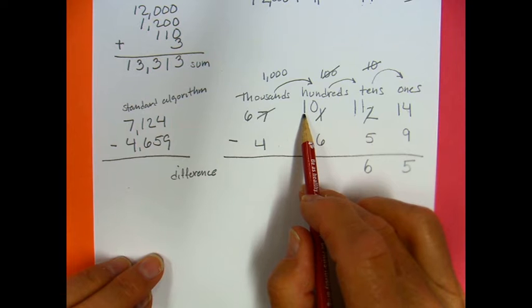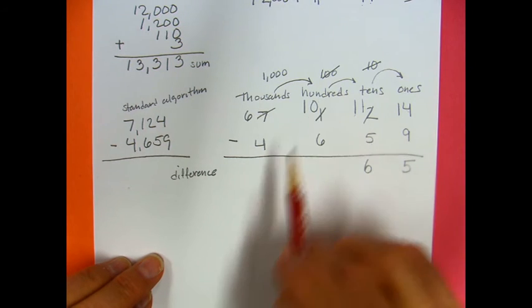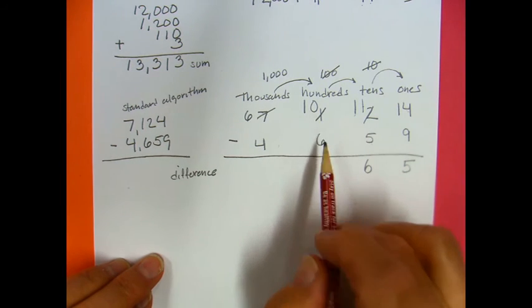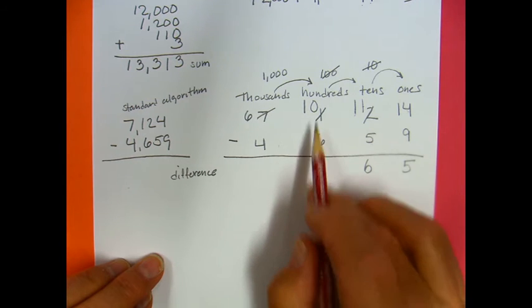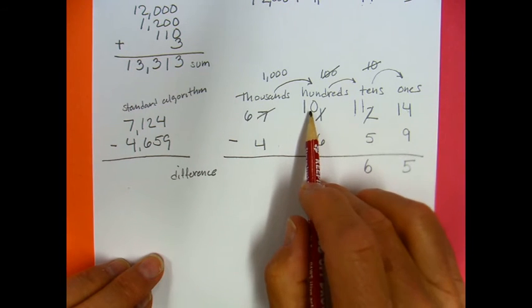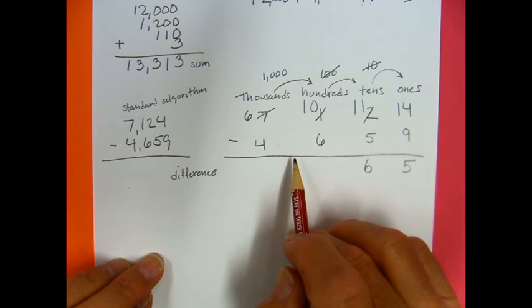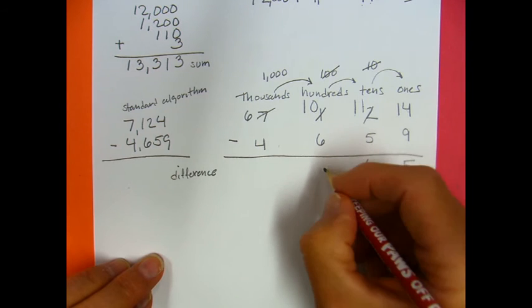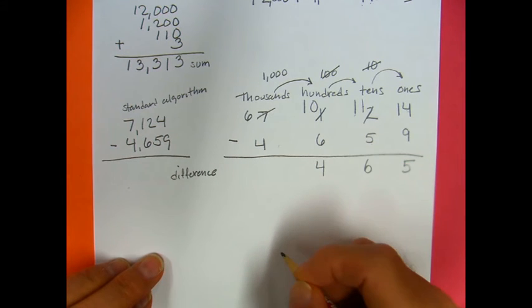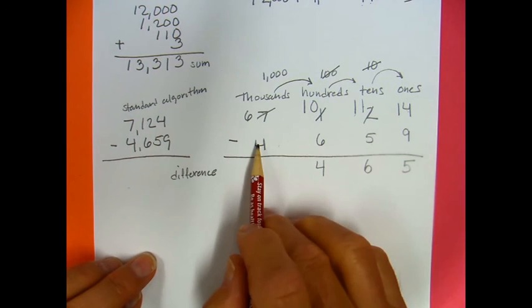Now what's the largest number? The 6 or the 10? The 10 is the largest number. So let's take 10 minus 6, and that's going to give us 4. Now over here, let me cross that thousands out. We already used that thousands over in this hundreds place.